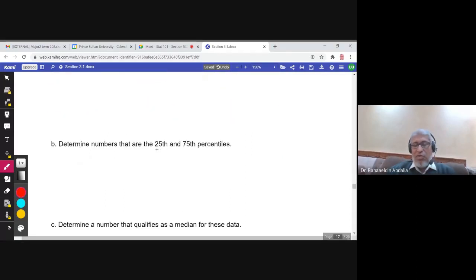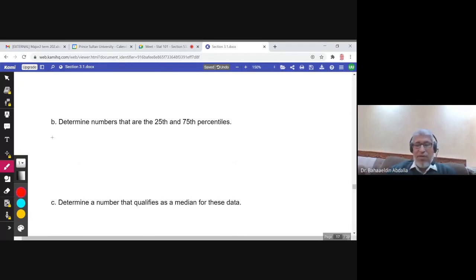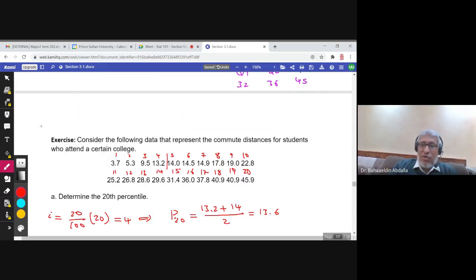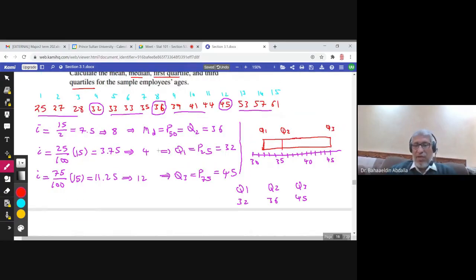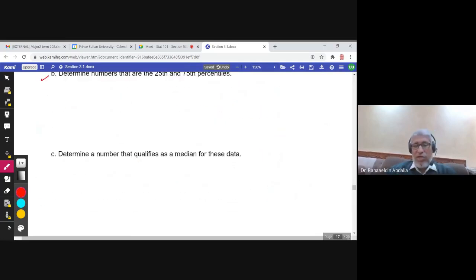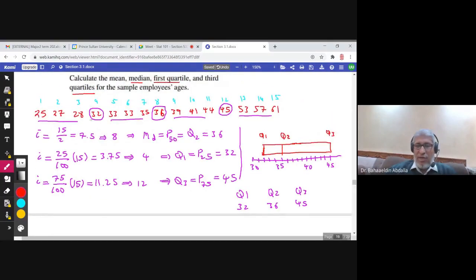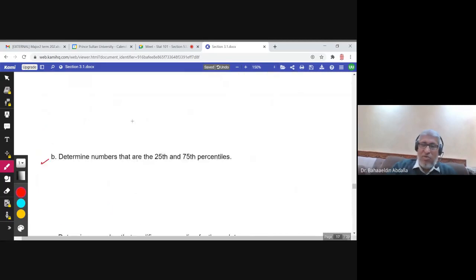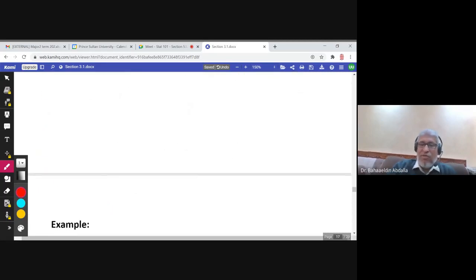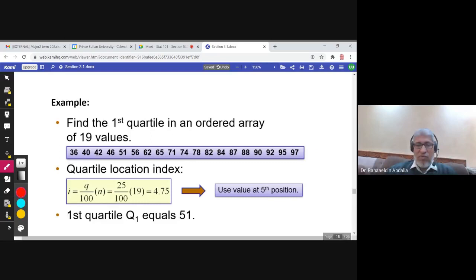To determine the 25th percentile and the 75th percentile, I leave this for you. It is similar. This is Q1 and Q3. You do exactly like here, Q1 and Q3. And also to determine the median, I leave it for you. I solved a question like this already. The data there was not ordered, while the data here is ordered. So it should be easy for you to evaluate.